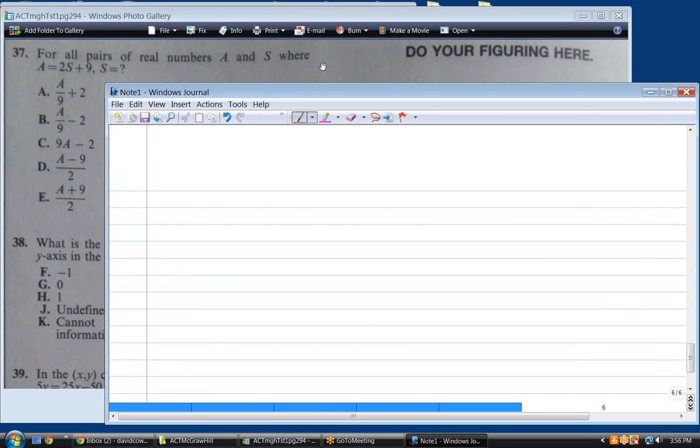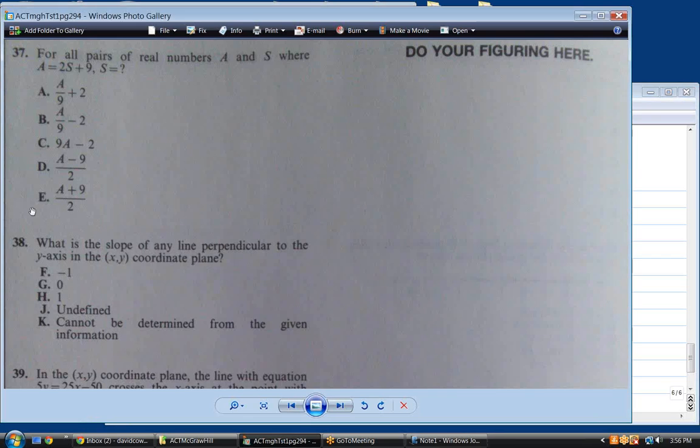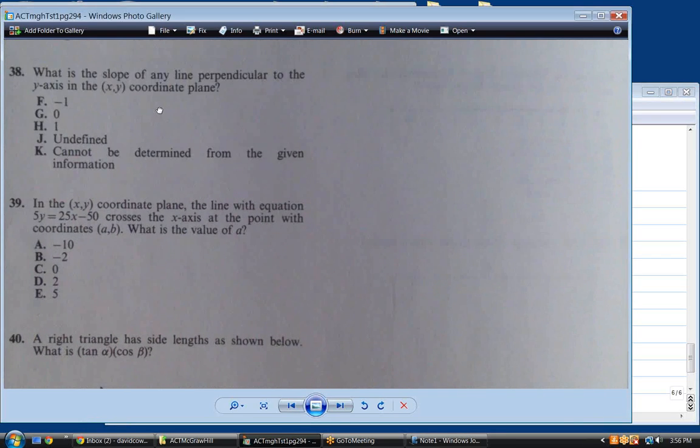So for all pairs of real numbers A and S, where A is equal to 2S plus 9, what's S equal to? In case there's any confusion about what they're asking, look at the answers. And it's clear that they want you to solve this equation for S. Yeah. So then the answer would be D? Uh-huh. Too bad they're not all that easy, huh?